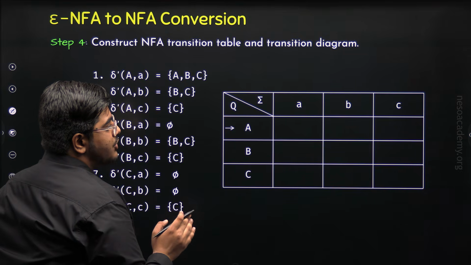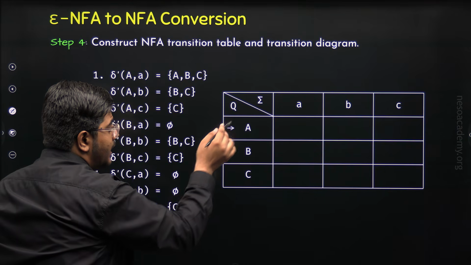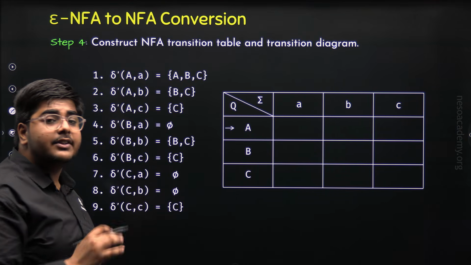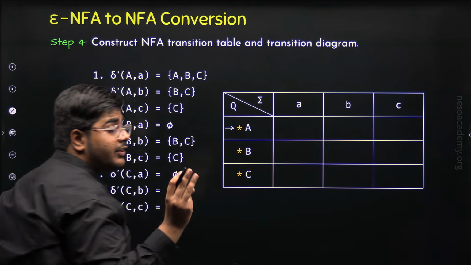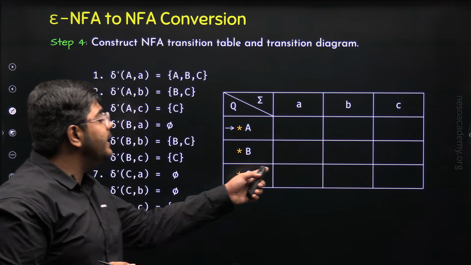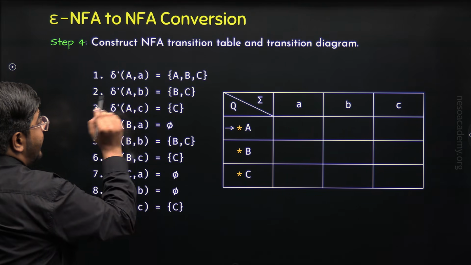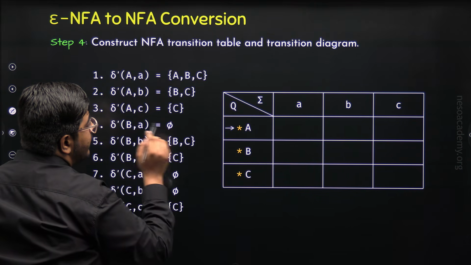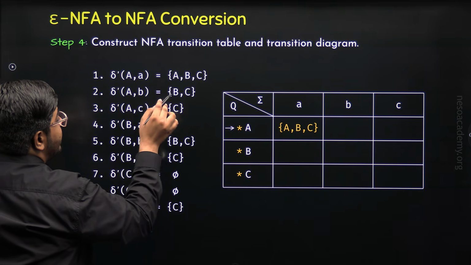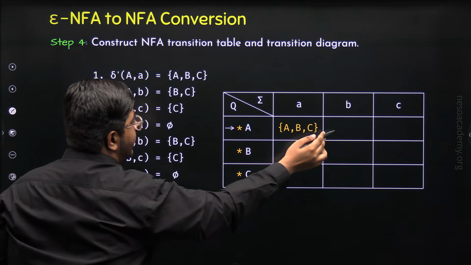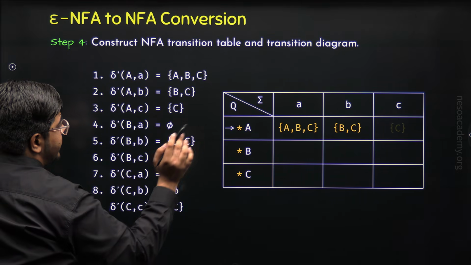This is the basic structure of our transition table. A, B, and C are the 3 states, and we know that all the 3 states are final states. a, b, and c are the 3 input symbols, and now we simply need to fill these blank cells. A on a gives A, B, and C. So here we will write A, B, C. A on b gives us B, C. So here we will write B, C. Similarly, A on c gives C.